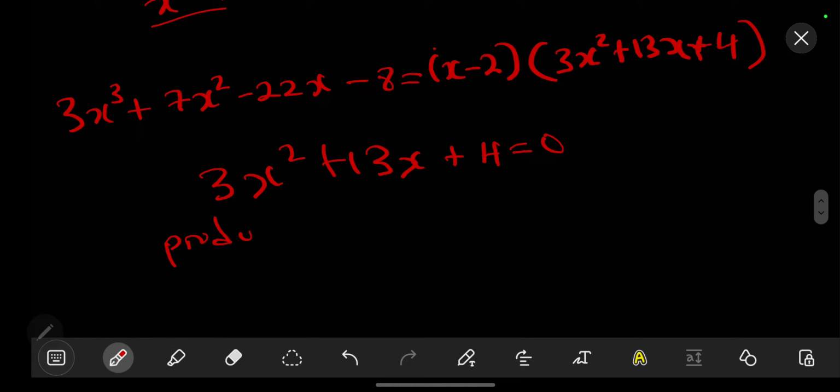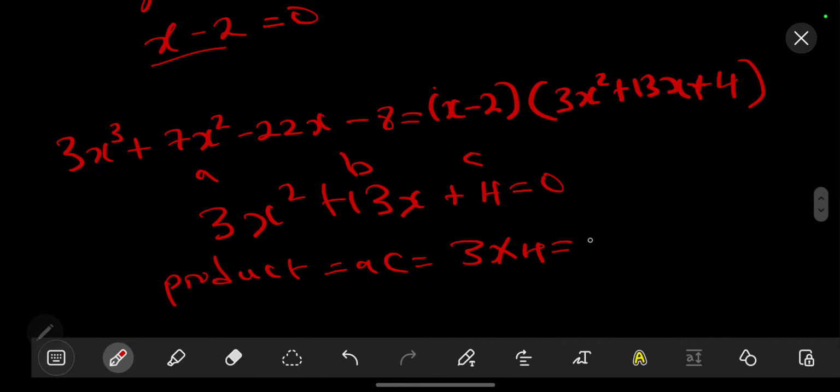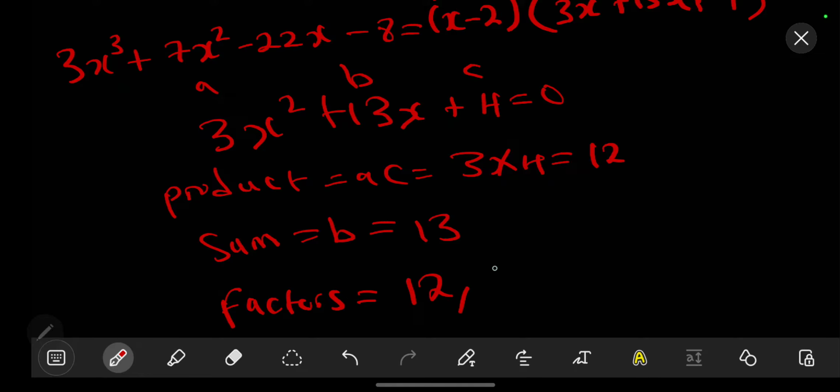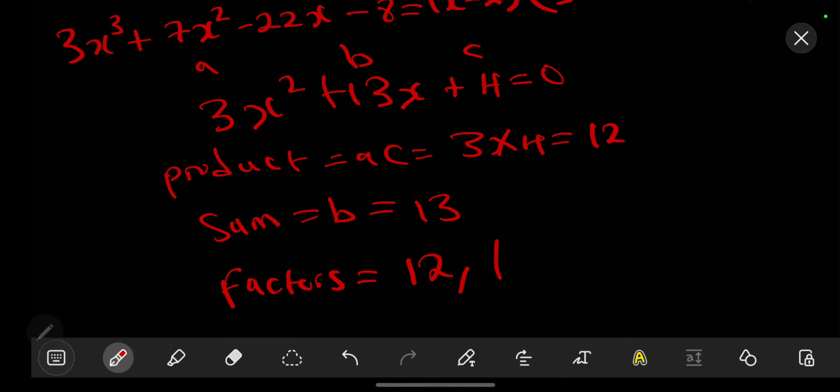So our product is equal to AC, which should be equal to 3 times 4, which gives us 12. Then we are going to have our sum, which is equal to b, which has the coefficient of positive 13. Then we have our factors. So our factors are numbers which when we multiply them they give us 12, and if we add them they are going to give us 13. So in this case a 12 and a 1 would work. If you add them they will give you 13, if you multiply they will give you 12. So let's replace.